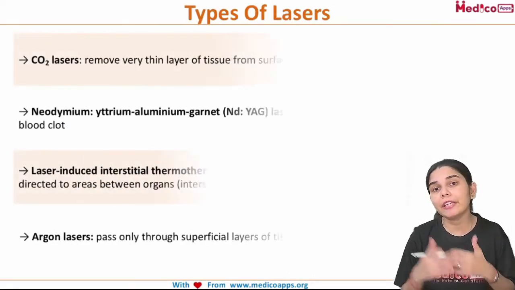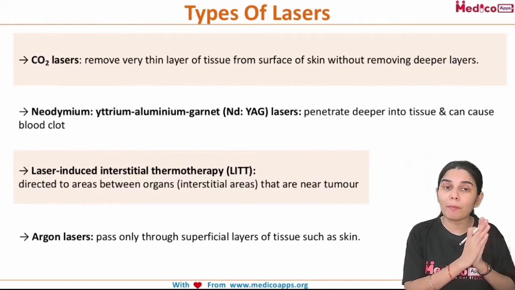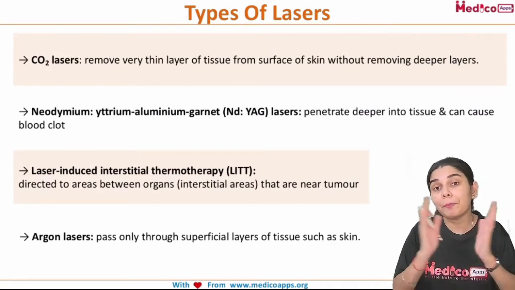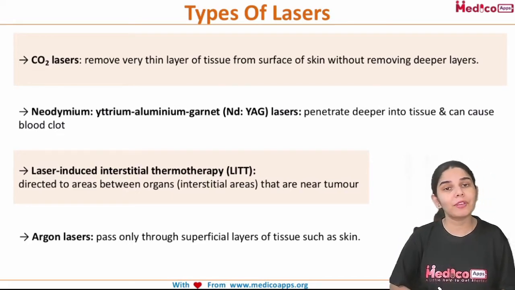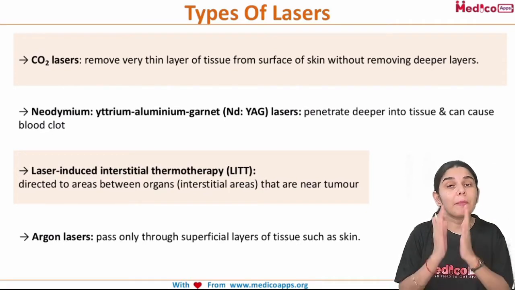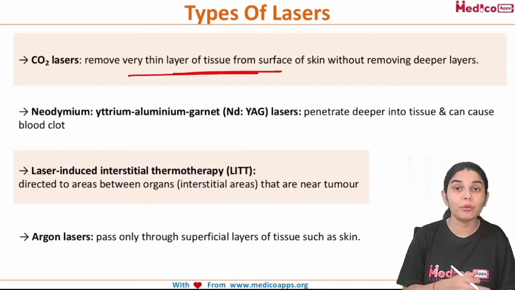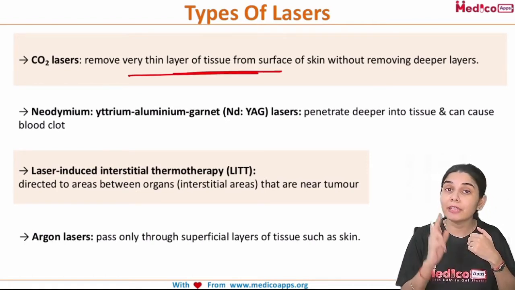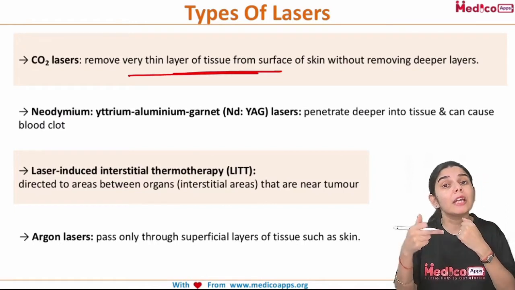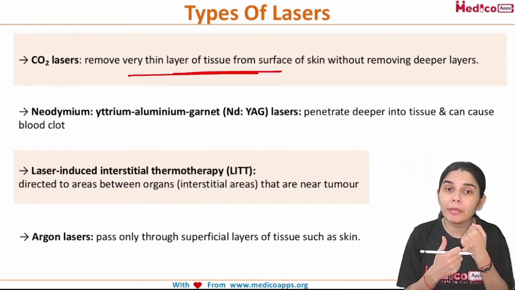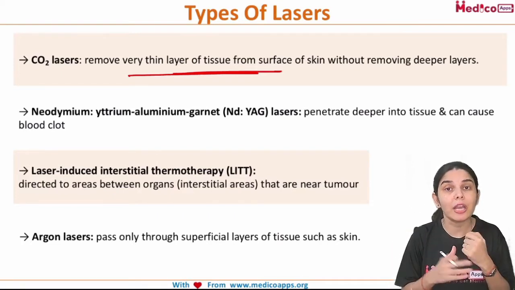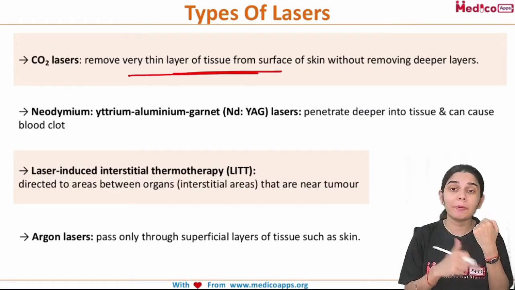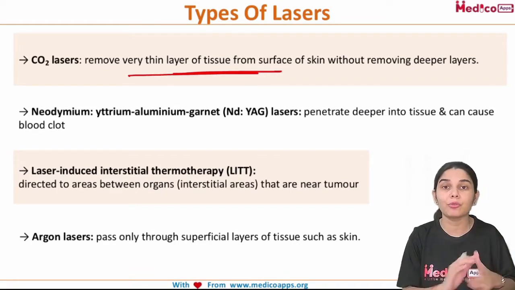Now moving ahead with the types of lasers. These were the common types. Now we will discuss briefly these types of lasers. The first laser which we are going to discuss is the carbon dioxide laser. These carbon dioxide lasers remove a very thin layer of tissue from the surface of the skin without removing the deeper layers. That means this laser can only penetrate a very thin layer of tissue from the skin surface, and it cannot penetrate into the deeper layers like the subcutaneous tissue and the fat.